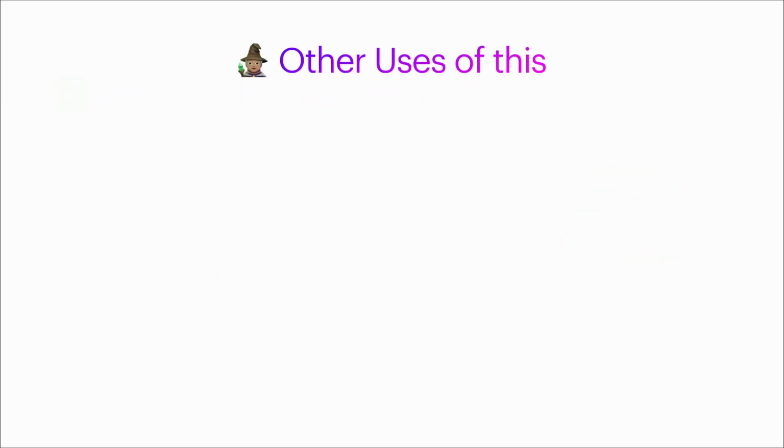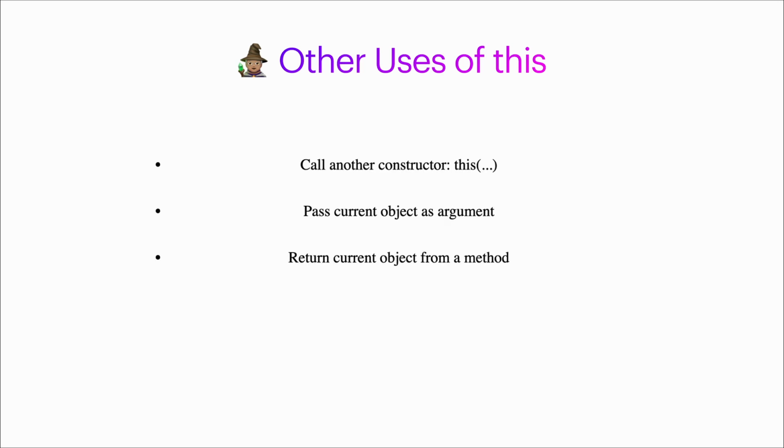Now, other uses of the this keyword. We've used this to call another constructor, this dot, you know. We can also pass the current object as an argument and return the current object from a method.